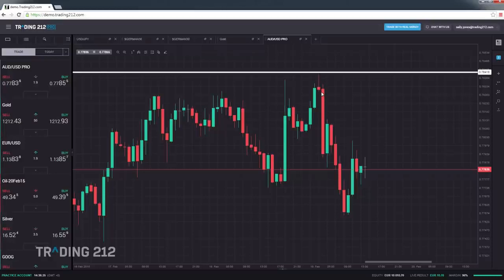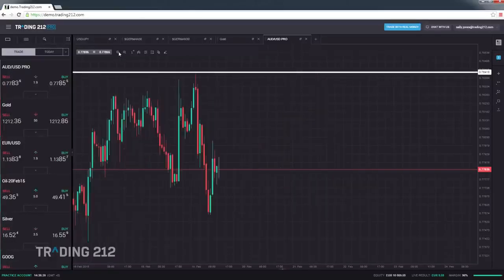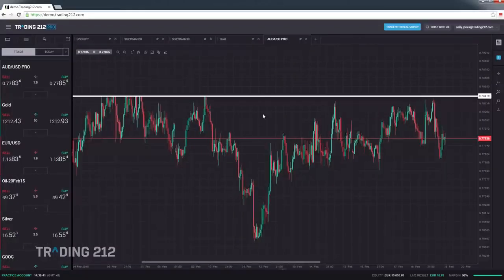To add confirmation that this is a valid pin bar setup, we check to see that it formed in an area of resistance, as the price previously tested the level here. With this added confirmation, we are now ready to enter our trade.